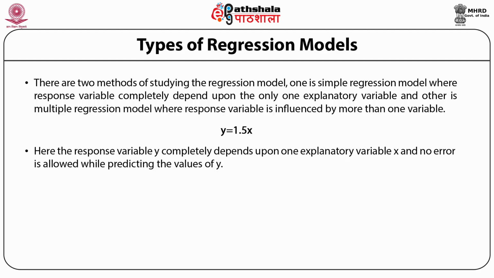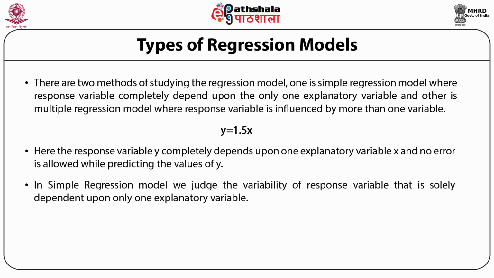But usually the relationship between explanatory and the response variable is inexact, which you call stochastic. It is due to the omission of the relevant factors, which are sometimes immeasurable, that influence the response variable. In simple regression model, we judge the variability of response variable that is solely dependent only on one explanatory variable or the independent variable. As the fundamental assumption in case of simple regression model, the expected value of y lies on a straight line.